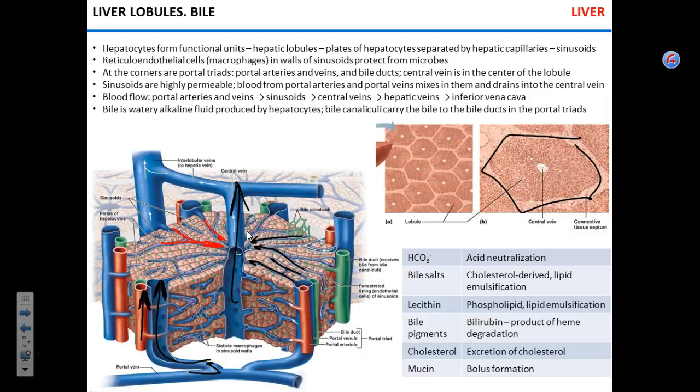In that model, those brown ones represent sinusoids. They are very permeable, which means the walls are more like a sieve. And the blood flow in those capillaries is very, very sluggish. That allows for a few things. First, most and foremost, exchange. Exchange between the blood in the sinusoids and the cells of the liver, the hepatocytes.